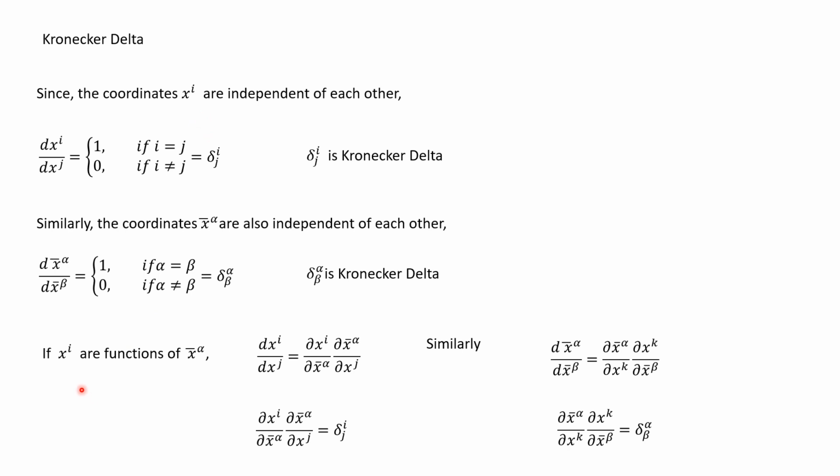Since the coordinates x superscript i can be expressed as a function of x bar superscript alpha, we can rewrite dx superscript i by dx superscript j as a partial derivative as shown here, that is, dou x superscript i by dou x bar alpha times dou x bar alpha divided by dou x superscript j. So this is nothing but the Kronecker delta. So either we can write dx superscript i by dx superscript j as delta ij, or this partial derivative is equal to delta ij. So similarly we can write for the barred coordinate system dx bar alpha by dx bar beta as delta alpha beta with this partial derivative.